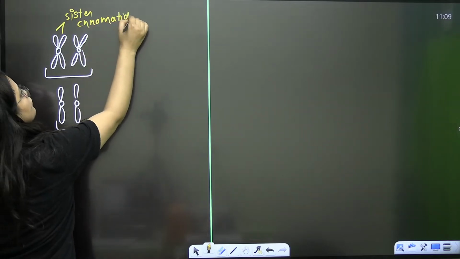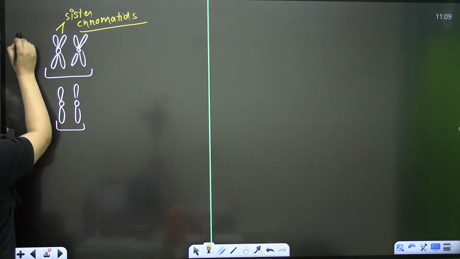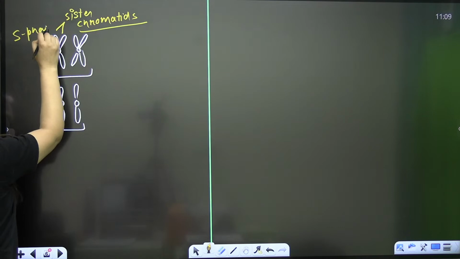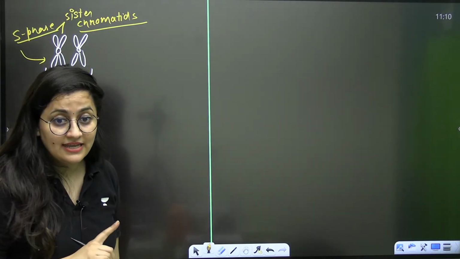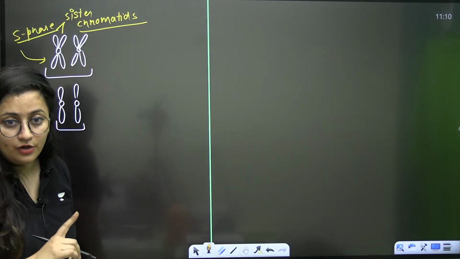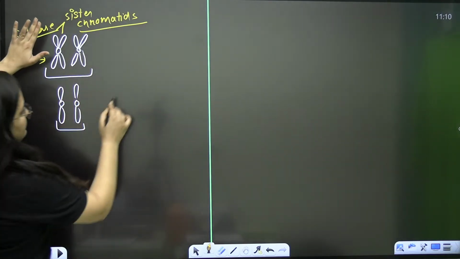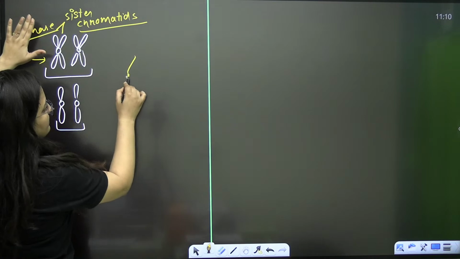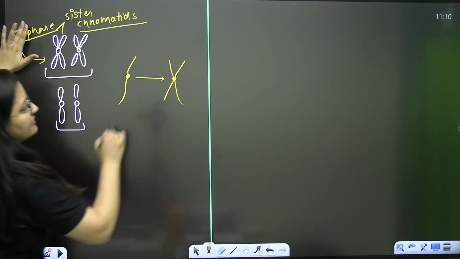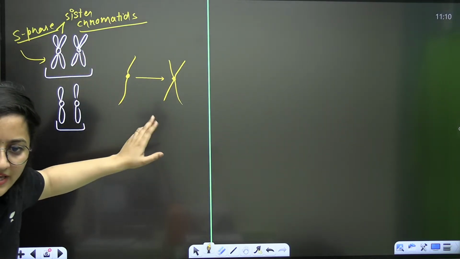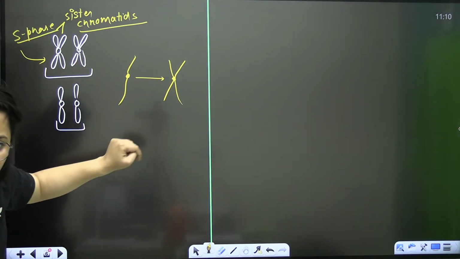So such chromosomes, such dyad condition, is after the S phase. Do understand the chapter cell cycle and cell division. Do check that one shot. So after S phase, initially it is like this. This is how your chromosome is present. But after S phase, it will be like this, because there is a DNA duplication. There is a doubling of DNA. That's what I told you.